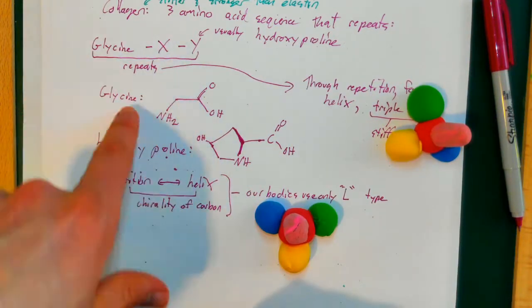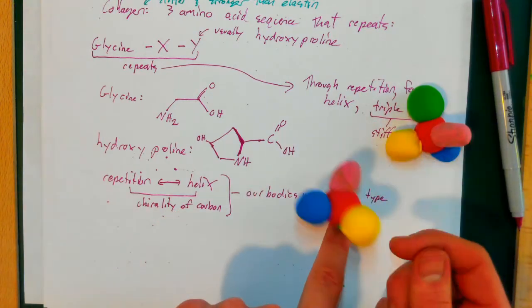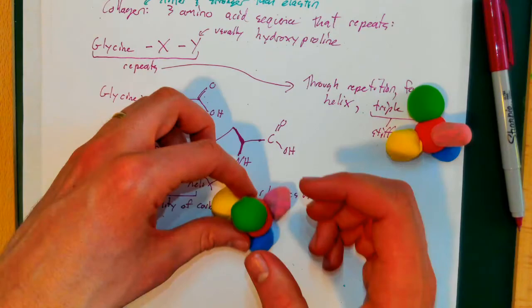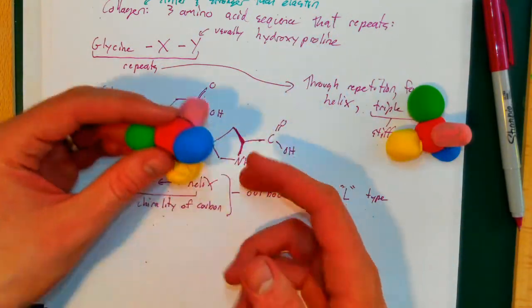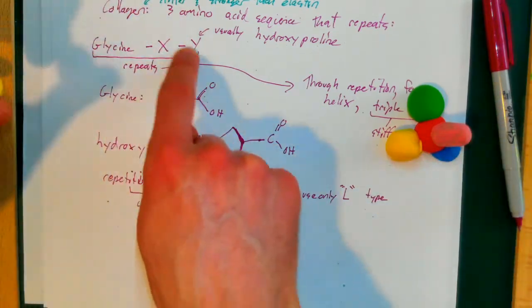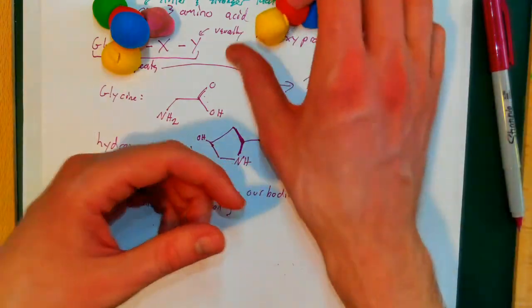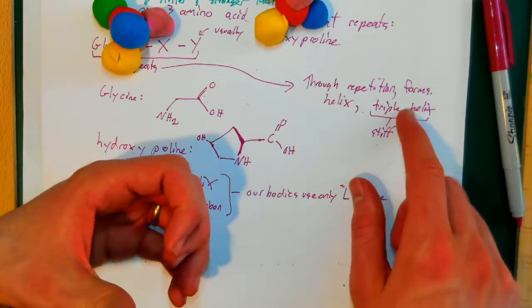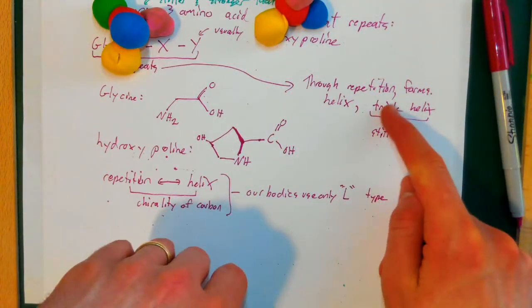So a combination between chirality, the 3D-ness of carbon, and always using the L type as opposed to the D type, and having this repetitive structure, just spontaneously these collagen chains form triple helices. And based on the X and the Y and all that stuff, just the spacing of all of the bonds and the sizes of all the molecules, they spontaneously snap together to form a triple helix.